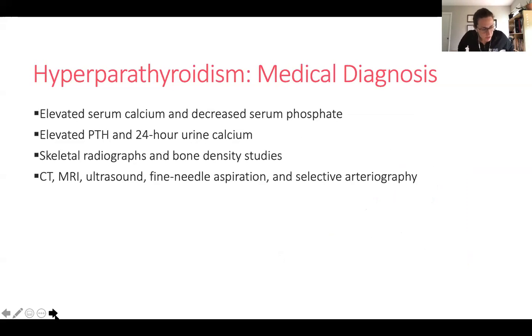So medical diagnosis, they will have, like we talked about, serum calcium level will be elevated, and that acts with phosphate, so then the phosphate will be decreased. They have the opposite effect on each other. They will do a 24-hour urine collection to detect for elevated urinary calcium. We talked about the radiographs, and then they could also do CT and MRI to evaluate the bones.